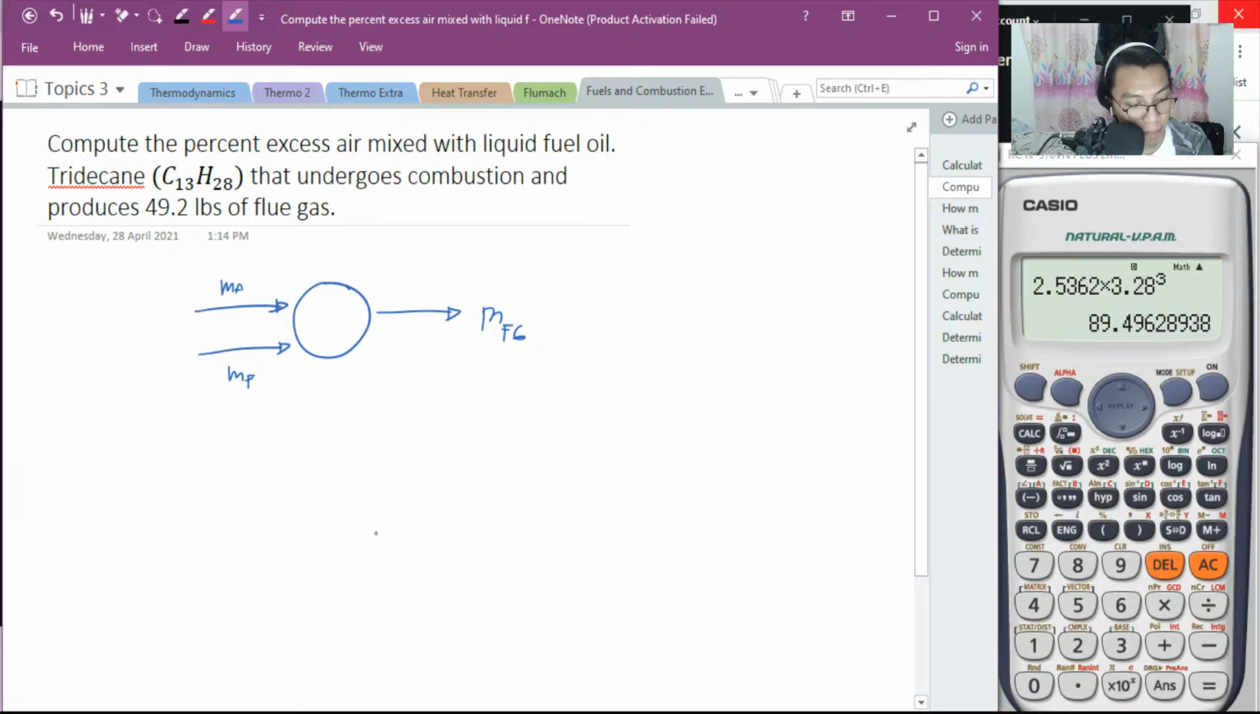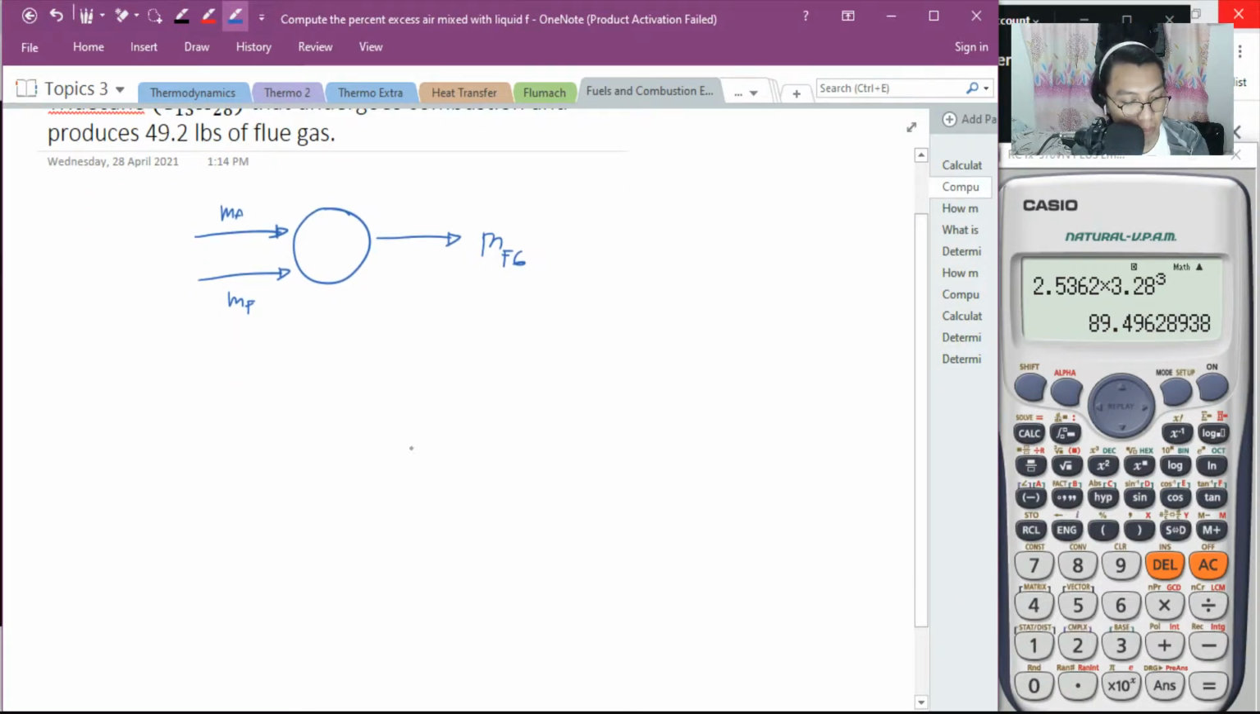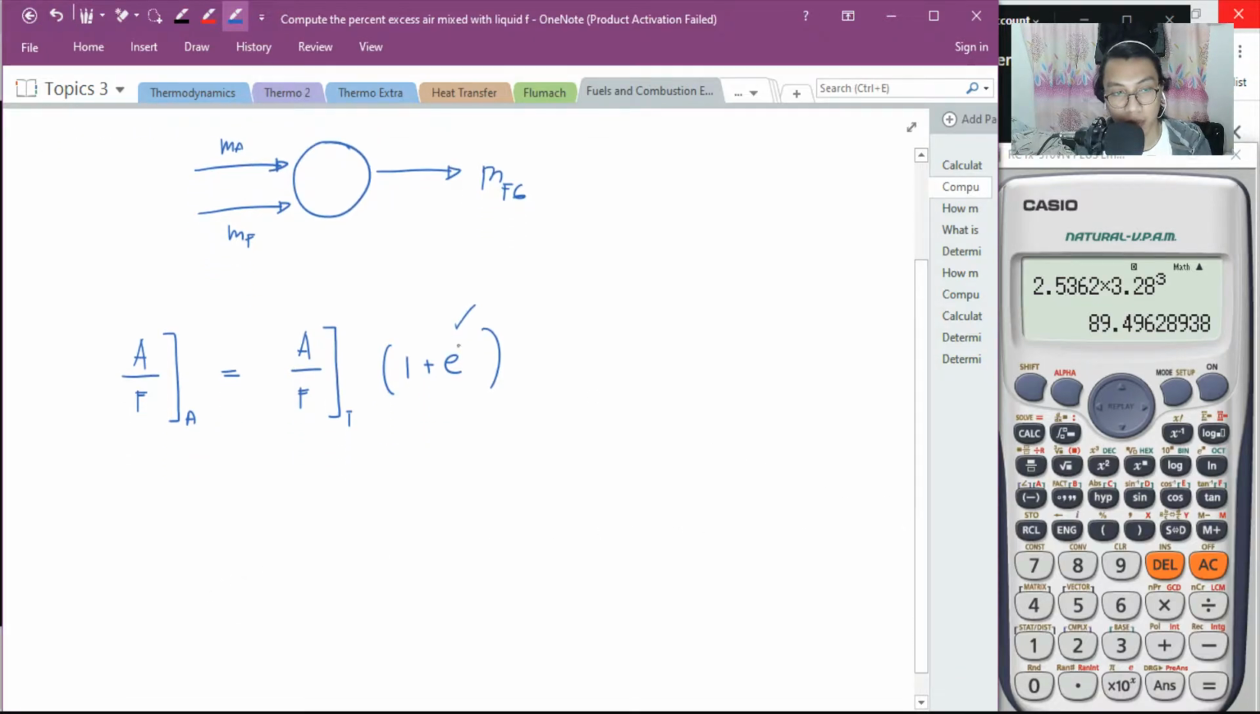Paano mo hahanapin yung percent excess? Di ba equal yan dito? Air fuel actual equal to yung air fuel ng theoretical, multiply to 1 plus the excess. Ang problema, hinanap natin si excess. Okay? Hanapin muna natin si theoretical.